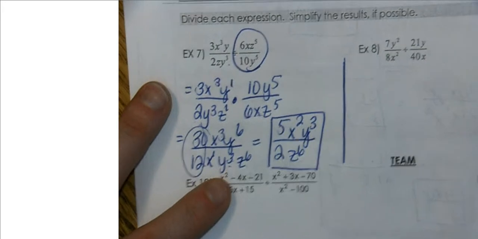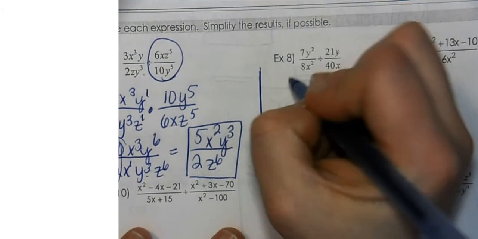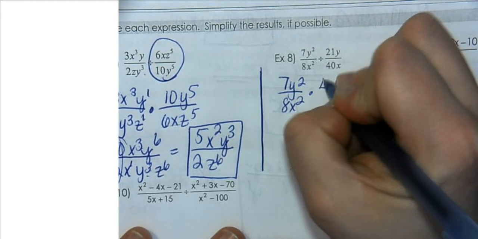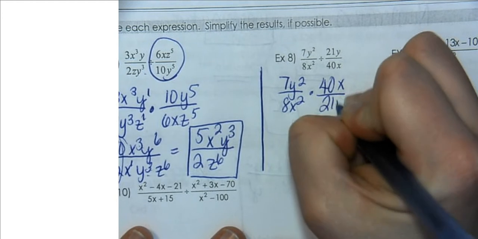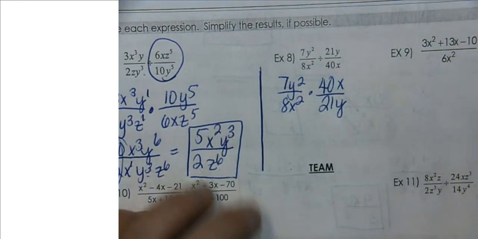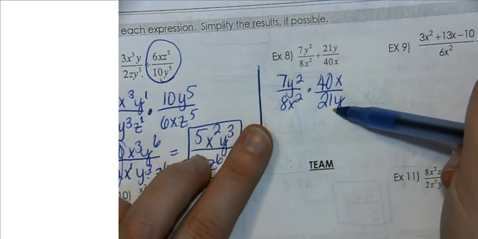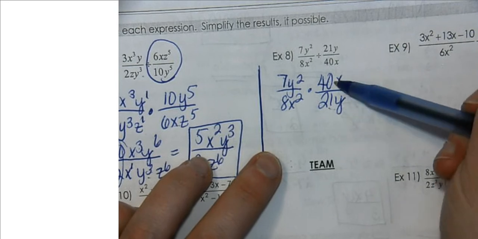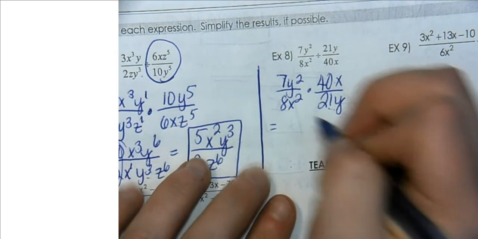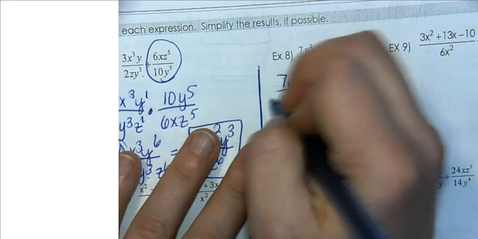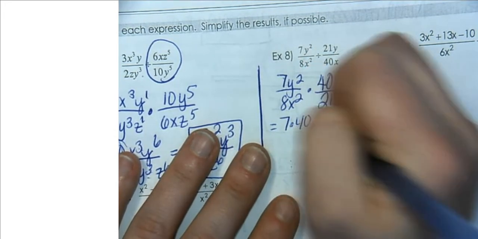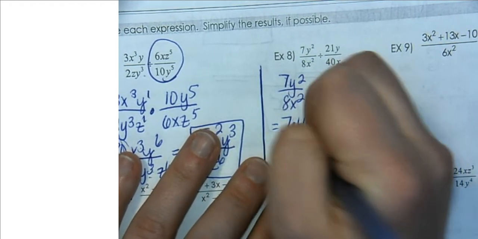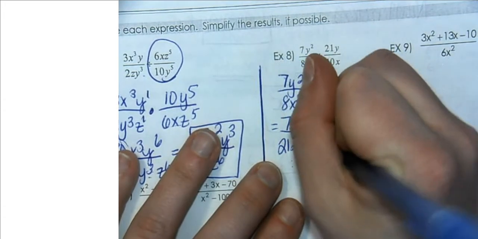Next, I'm going to look at example number 8. In example number 8, I'm going to rewrite this as 7y squared over 8x squared times the reciprocal. So I have 40x over 21y. For this problem, instead of multiplying straight across, I'm going to look for relationships. And I know that 7 is related to 21 and 40 is related to 8. So when I rewrite this, I'm going to rewrite it as 7 times 40, x, and then y squared. This is all over 21 times 8, and then x squared y.